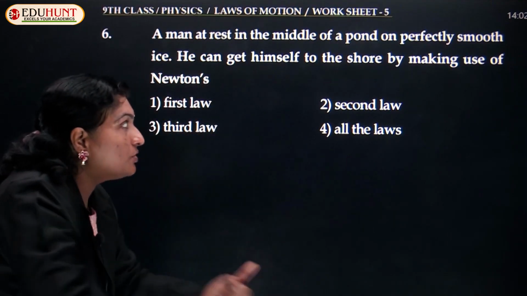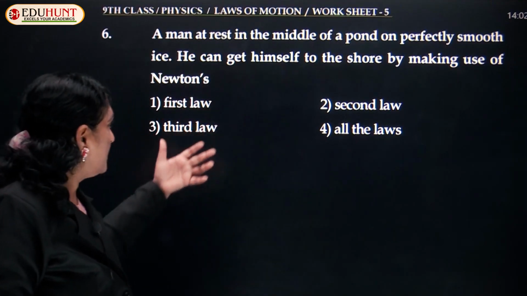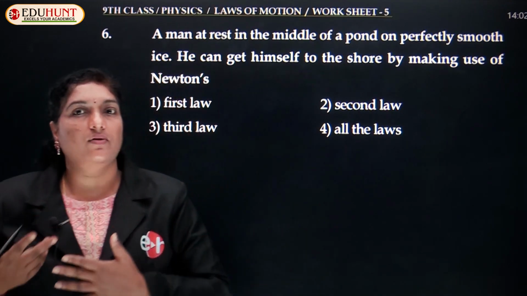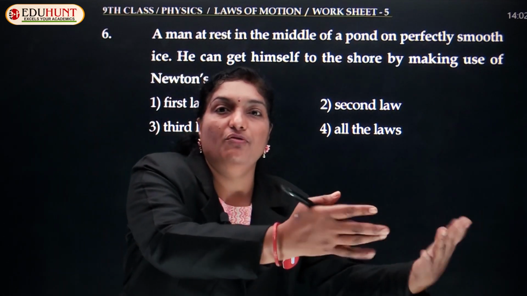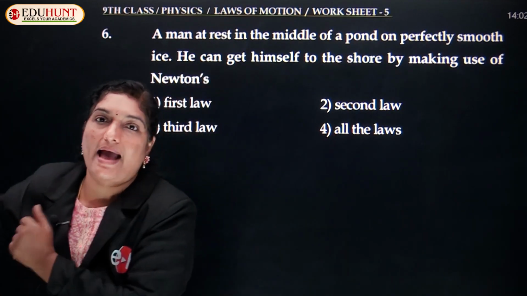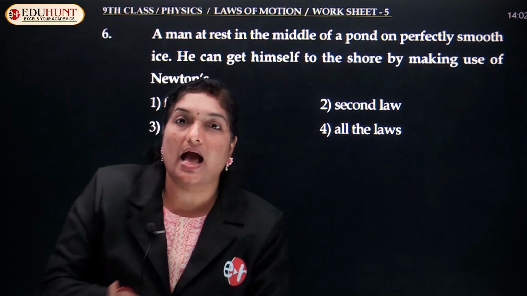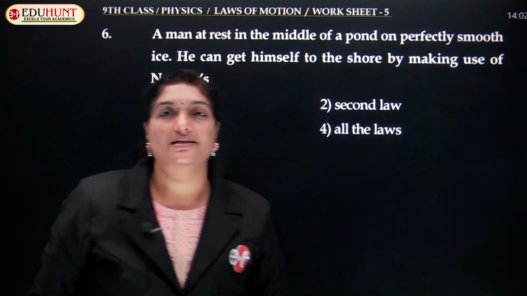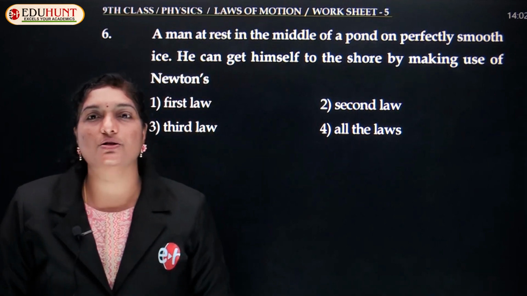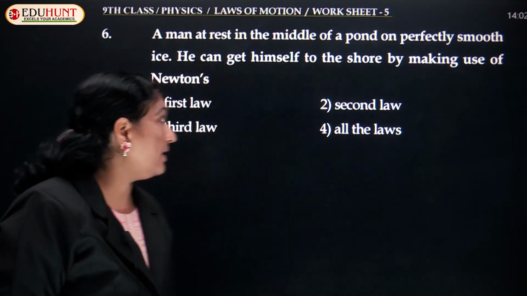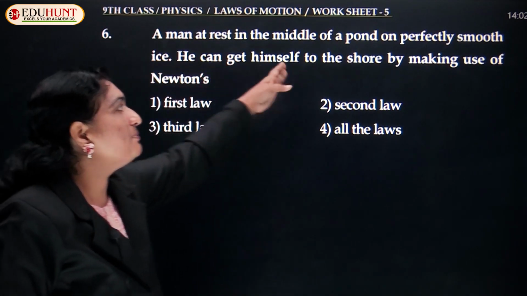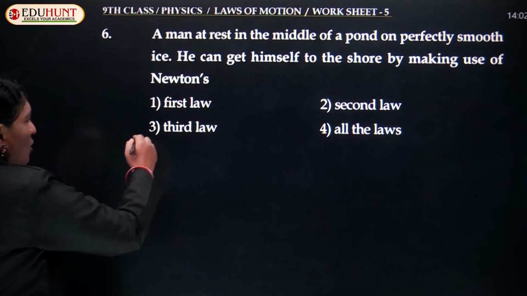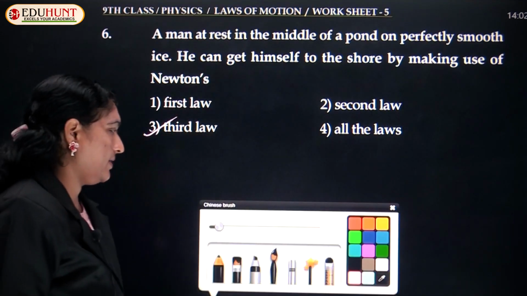He can get himself to the shore by making use of Newton's which law? Newton's third law. For every action there is an equal and opposite reaction. If he wants to move forward, he has to push the ice block backward. After continuously pushing the ice block backward, he can move forward until he reaches the shore. So the correct option is option 3.